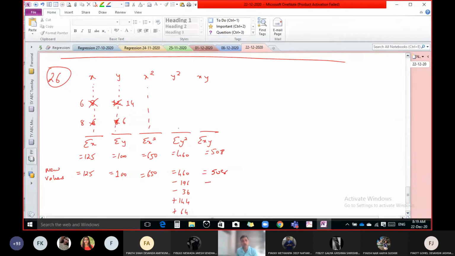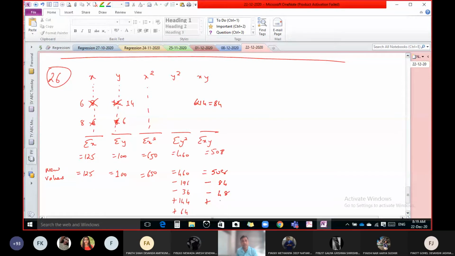Which value do we have to subtract? Wrong values we have to subtract. And 6 into 14, we have to multiply here. 84, that we have to subtract. And then which value do we have to subtract? 48. And now which value do we have to add?